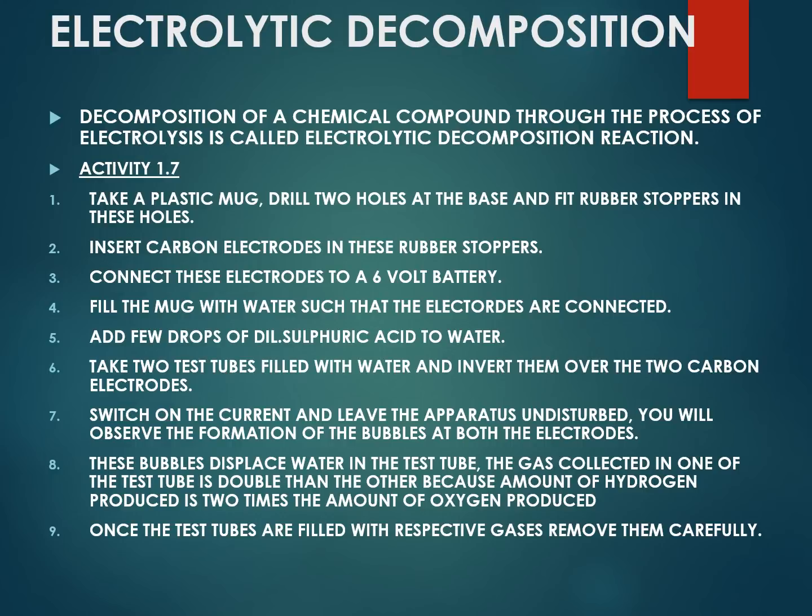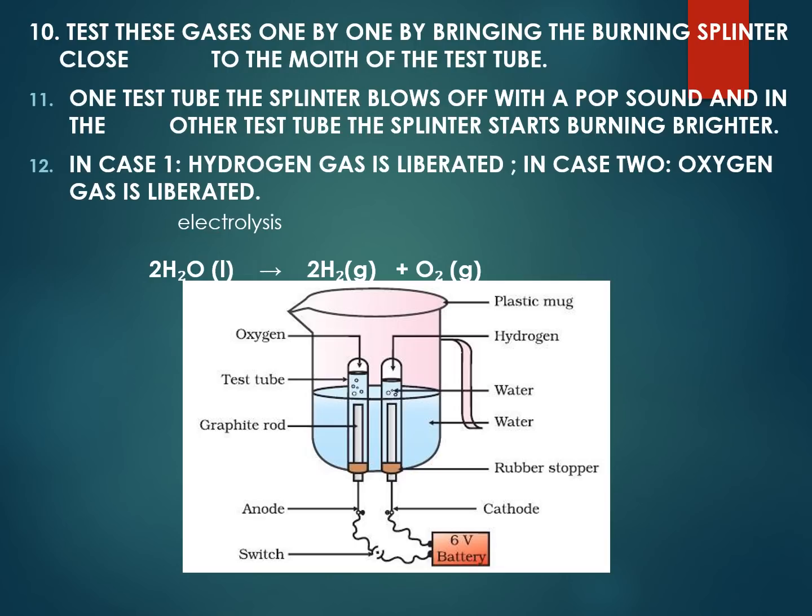Take 2 test tubes filled with water and invert them over the 2 carbon electrodes. Switch on the current and leave the apparatus undisturbed. You will observe the formation of bubbles at both the electrodes. These bubbles displace water in the test tube. The gas collected in one of the test tubes is double the amount of the gas collected at the other electrode.